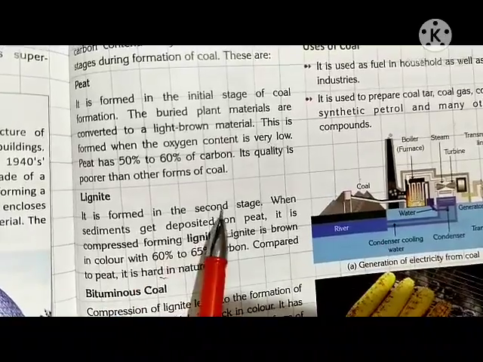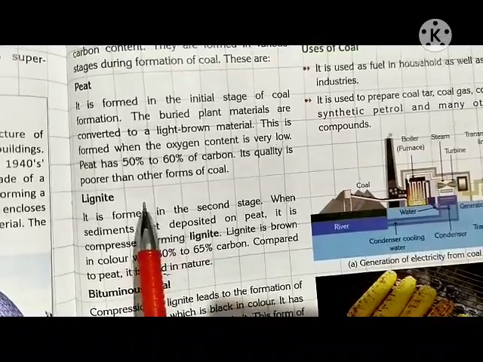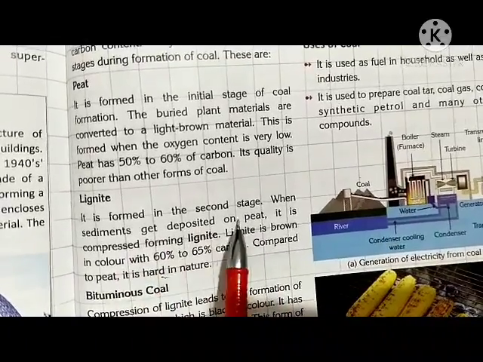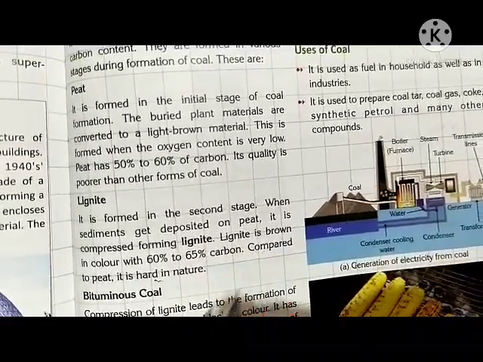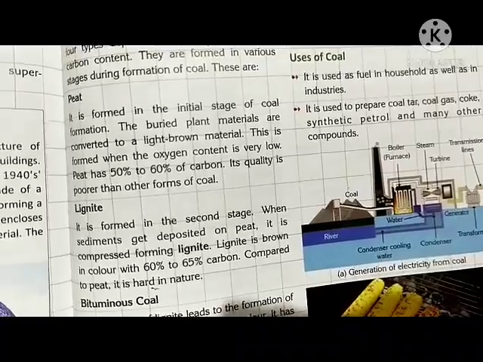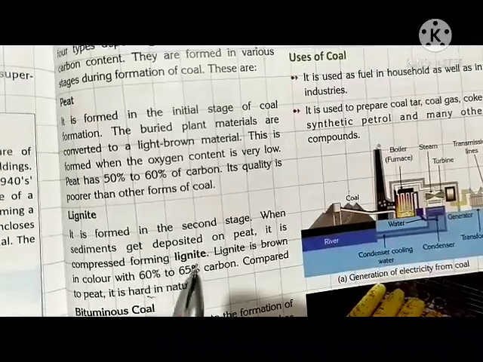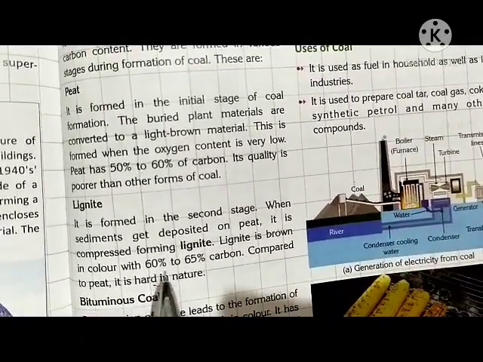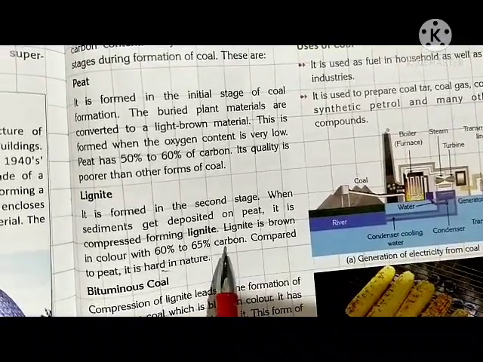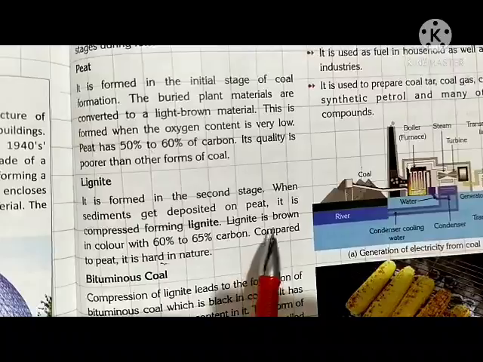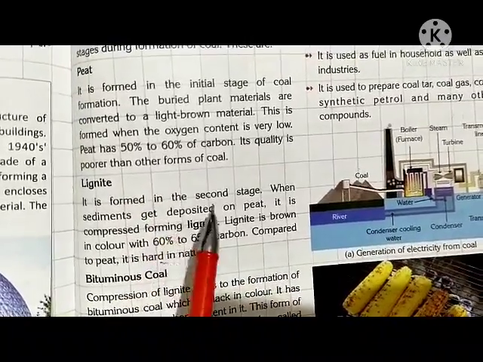Now the next, lignite. It is formed in the second stage. In the first stage peat is formed, and in the second stage lignite is formed when sediments get deposited on peat and compress it. Lignite is brown in color with 60% to 65% carbon. Compared to peat, it is harder in nature.